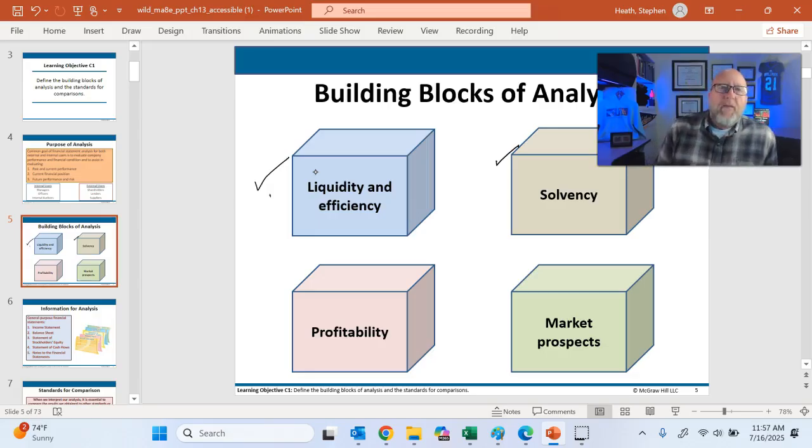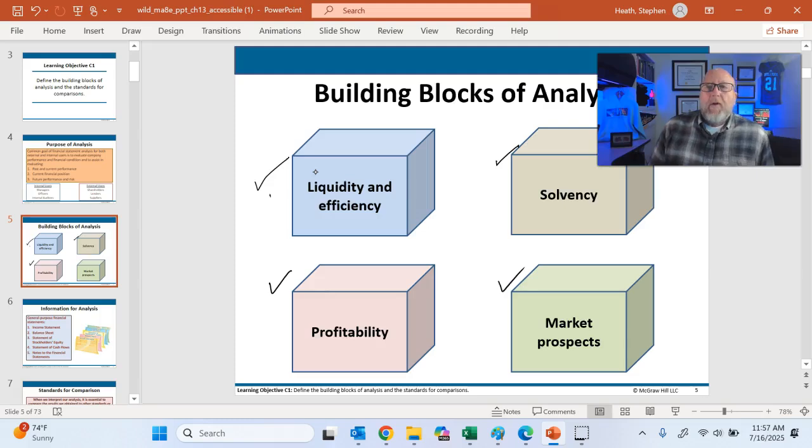All right. And then obviously we're going to look at profitability. There's all sorts of different types of metrics when it comes to profitability. We could be looking at gross profit. We could be looking at net income. We could be looking at EBITDA, which is earnings before interest, depreciation, and taxes, which is very common in valuation.